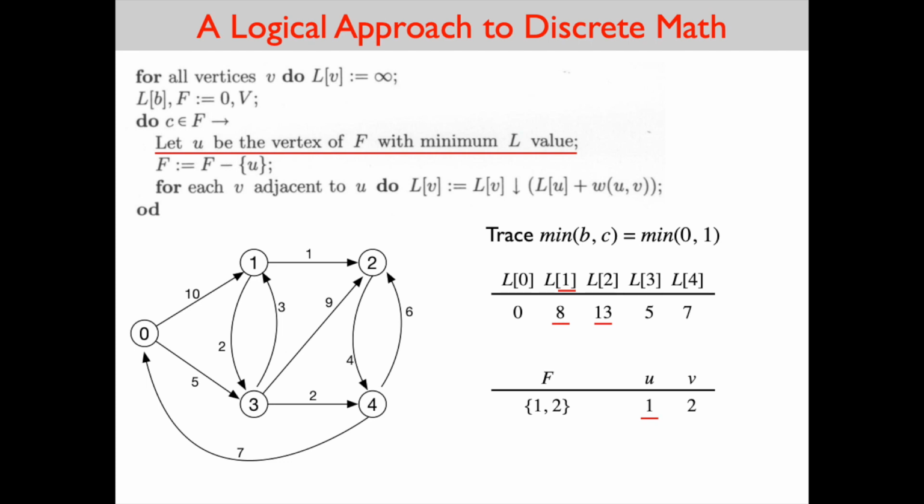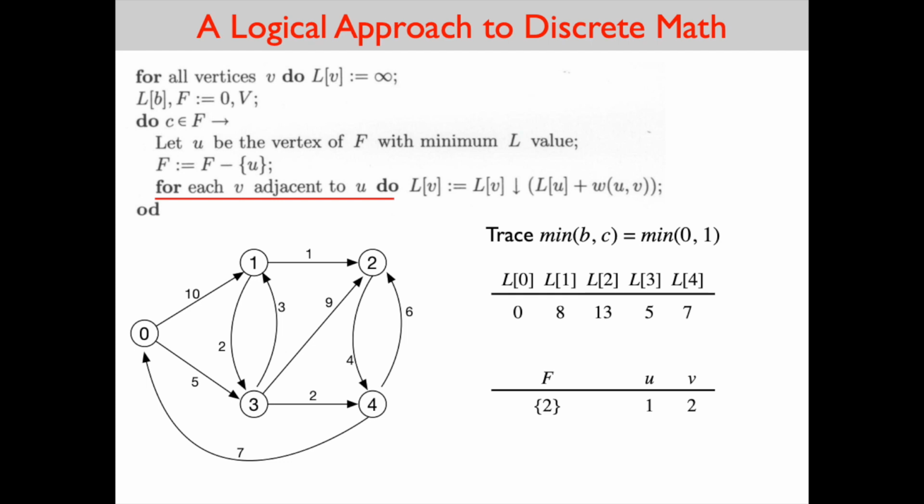So first we have to do F gets F minus the set U. The value of U is 1, so we have to get rid of the 1, vertex 1, from set F, as shown here. And now the next line is: for each vertex V adjacent to U. So what are the vertices that are adjacent to vertex 1? Well, there's an edge from 1 to 2, and there's an edge from 1 to 3.